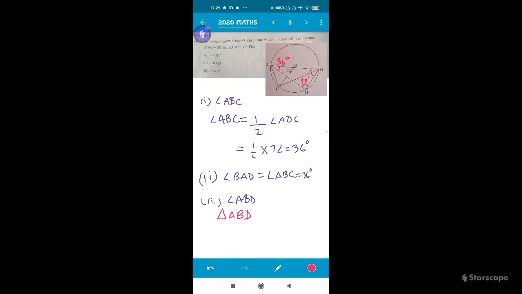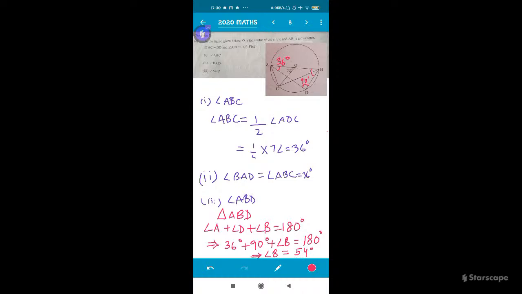So let us write angle A plus angle D plus angle B is equal to 180 degree. This is the angle sum property of a triangle. So the value of angle A is 36 degree, angle D is 90 degree, and angle B is not given to us. So the value of angle B, or the value of angle ABD, comes up to 54 degree. If you solve it out, you're going to get 54 degree.